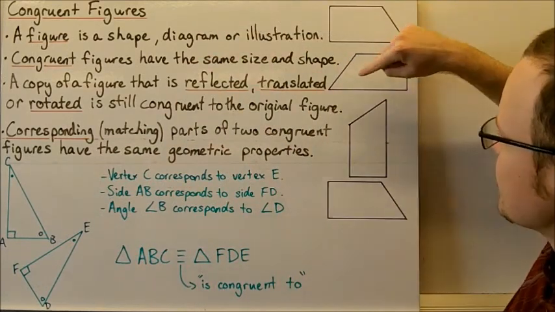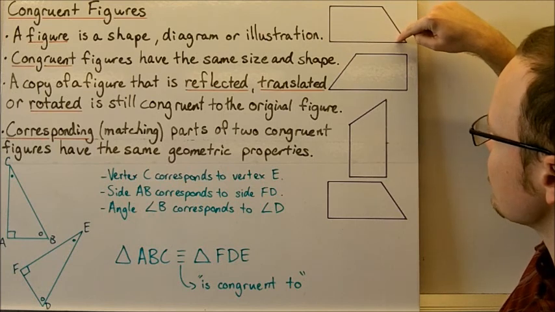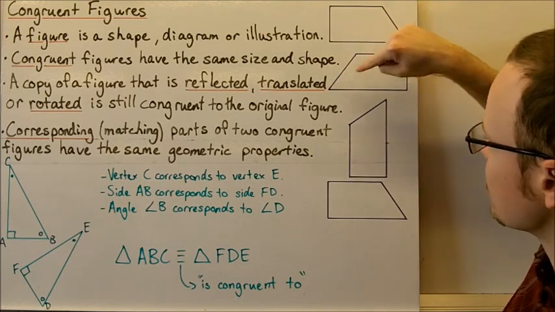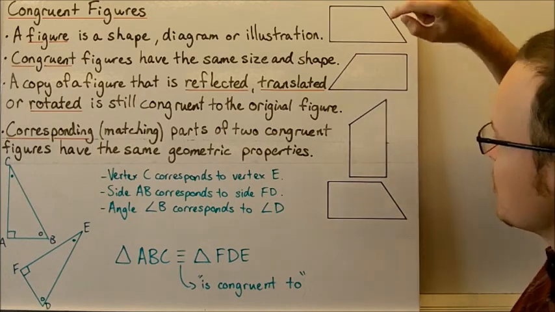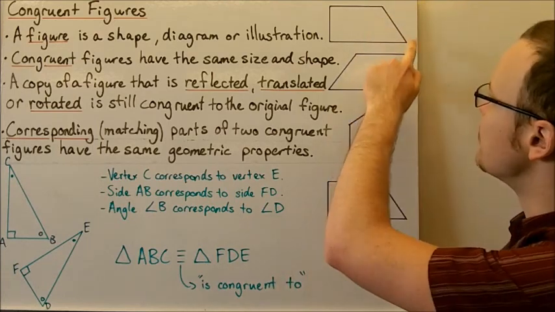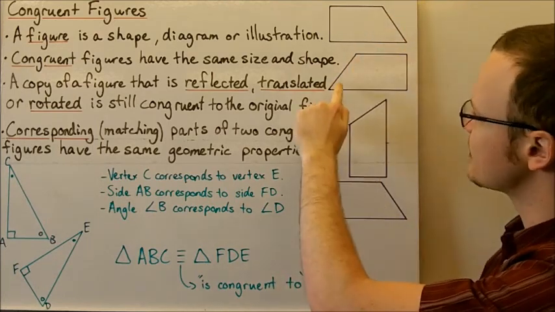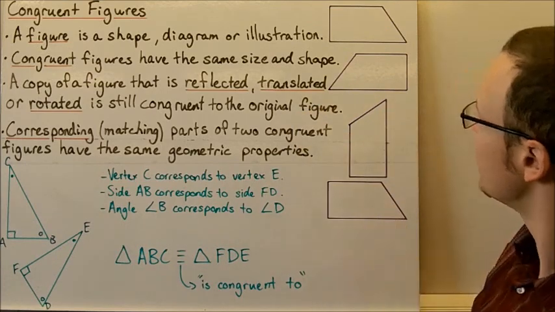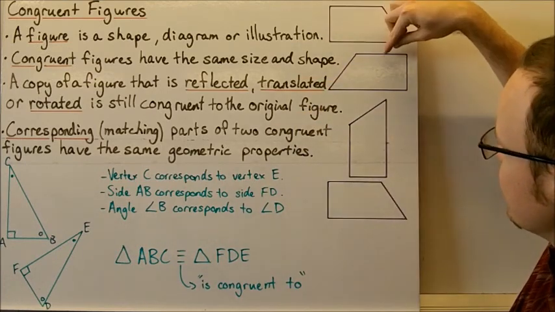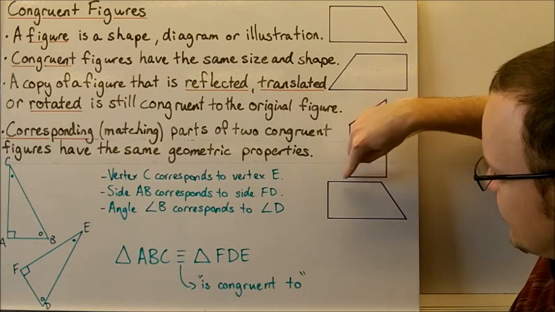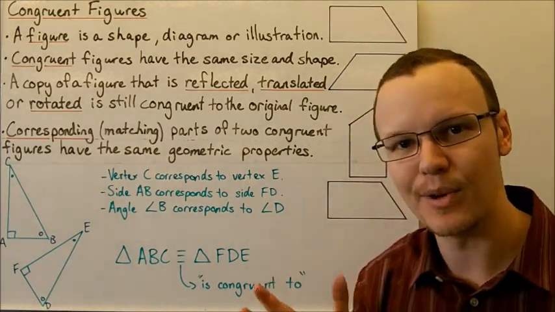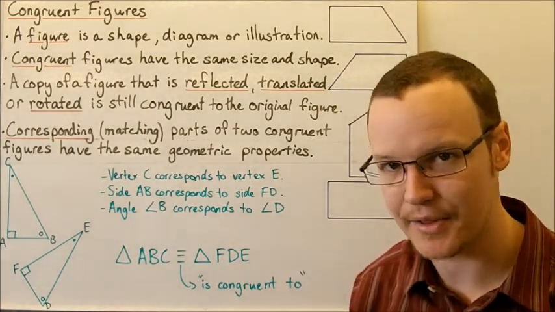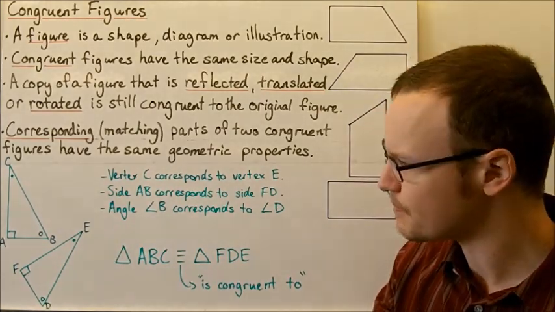So these two parts here are corresponding. These two corners here are corresponding. All of these ones here have the same geometric properties. This vertex here has the same angle at each point. This side here, this side here, this side here, and this side here are all corresponding. They all have the same properties, they all have the same side length.